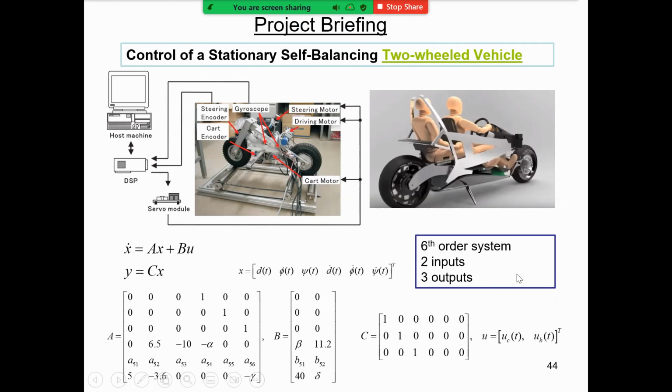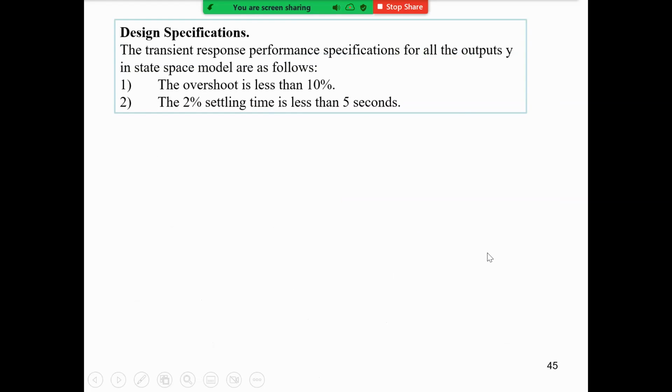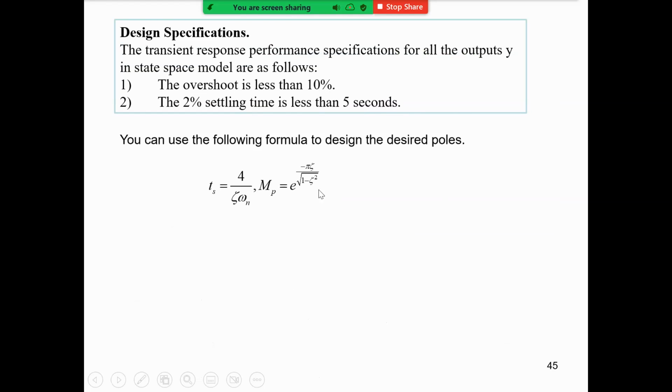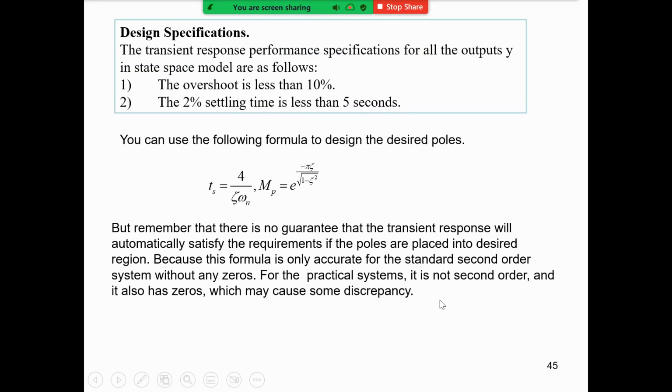But anyway, for this one, we give you the model, a system with 6 state variables, 3 outputs, and 2 inputs. Then I give you the design specifications. We say there is an overshoot of 10%, and the settling time has to be less than 5 seconds. Those are the formulas you can use to design the desired poles.